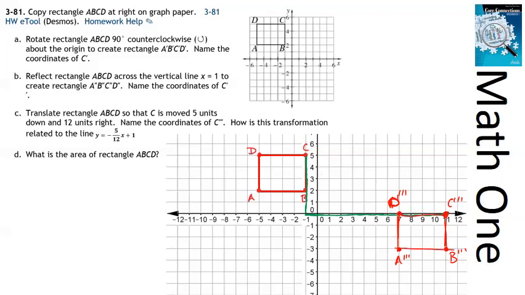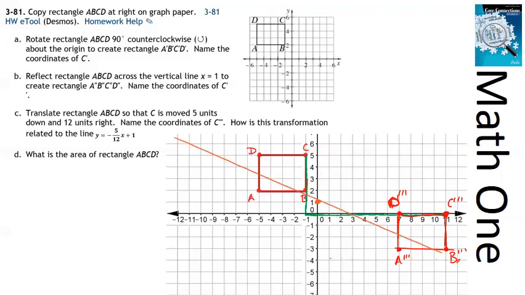Let's see, it says, how is this transformation related to the line y equals -5/12 x plus 1? Well, if I was to think about that line, plus 1 is the y-intercept for that line. It says down 5 over 12. 1, 2, 3, 4, 5, and then over 1, 2, 3, 4, 5, 6, 7, 8, 9, 10, 11, 12. So I think I see what's happening here. That line does have a y-intercept of 1, and it is down 5 units over 12 units.